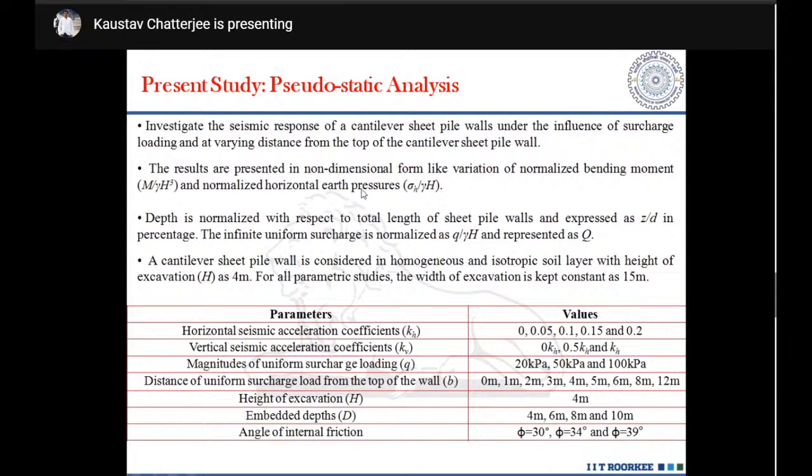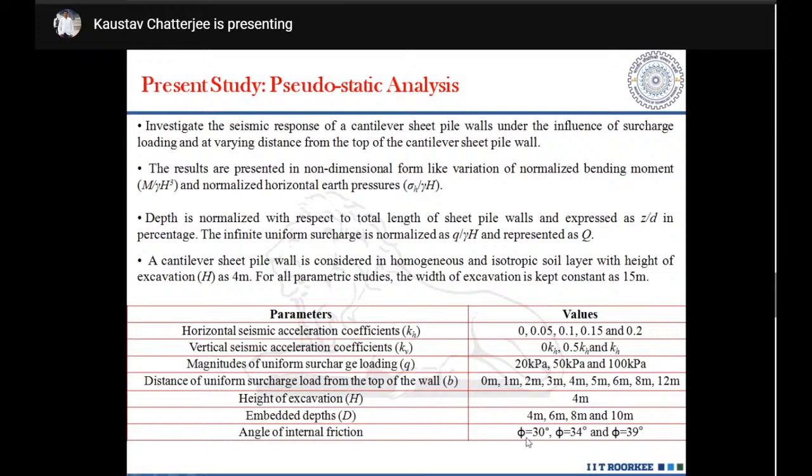in terms of non-dimensional parameters. The depth is normalized with the total length of the sheet pile wall, that is Z by D, and infinite uniform surcharge is represented as Q by gamma H, or by capital Q. Okay, and the height of the excavation was assumed as 4 meters, whereas the embedded depths were taken as 4, 6, 8, and 10 meters. That is what we have assumed in the present study.